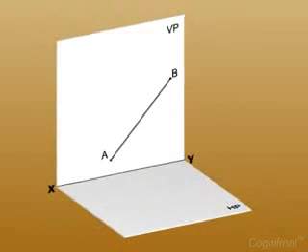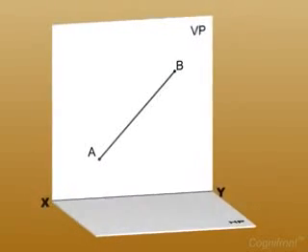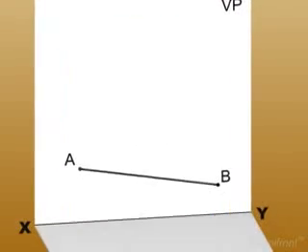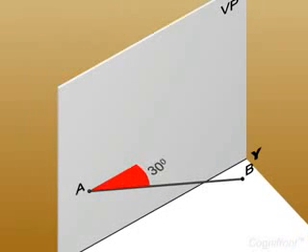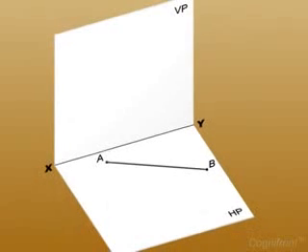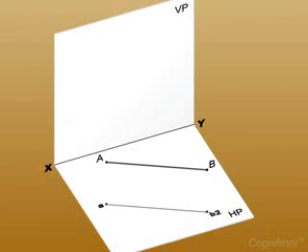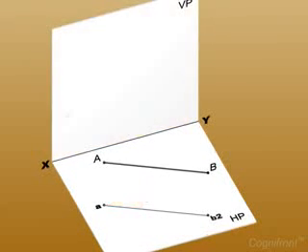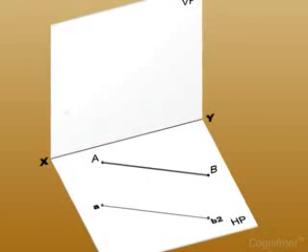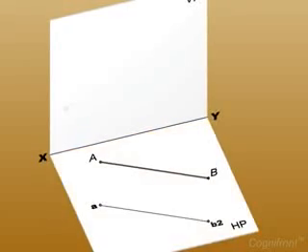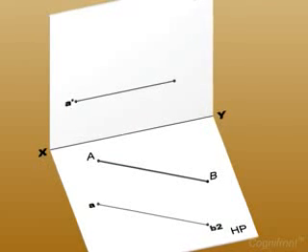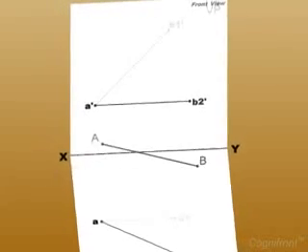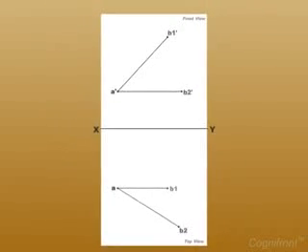Now, the opposite case. The line AB is assumed to be parallel to HP and inclined to VP by the angle 30 degrees. Observe line AB2 is the top view making an angle 30 degrees with VP. Since the line is now assumed to be parallel to HP, its front view is a line A'B2' parallel to XY.